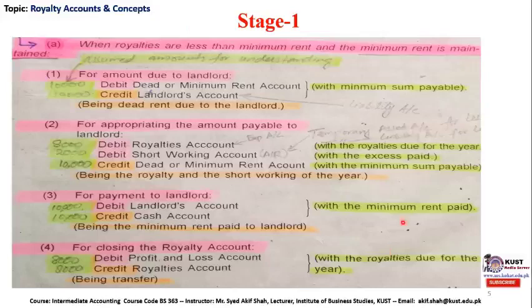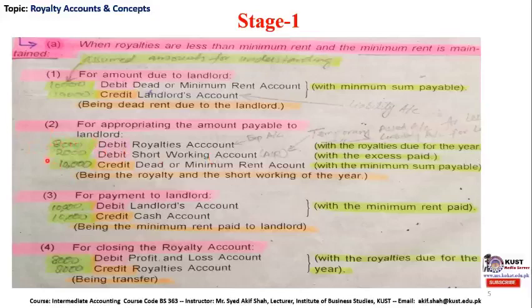This was stage 1, what we covered in the previous lecture. This example will continue on. This is the reason it has been mentioned in this lecture as well, that the minimum rent decided between lessor and lessee was 10,000, and in the first year the royalty fee was 8,000. However, we paid the minimum rent, which was 10,000, including this short working, which was the amount in excess of the royalty fee paid to the landlord.